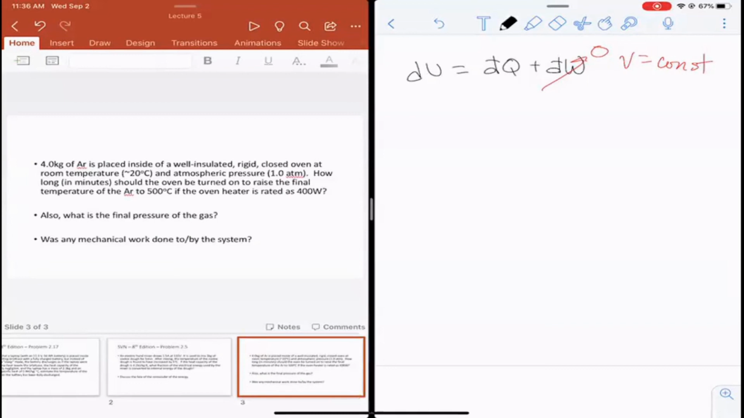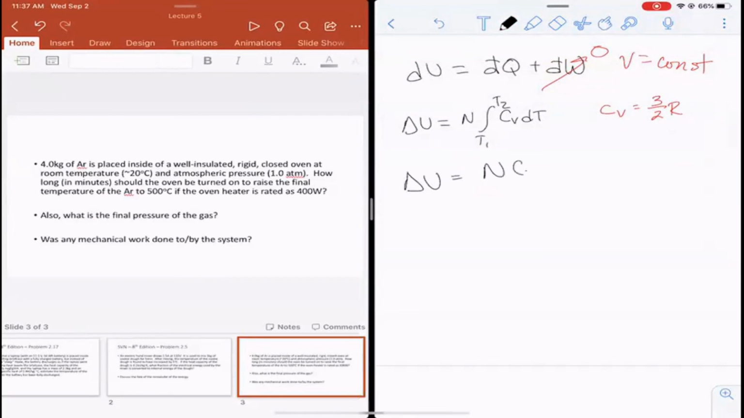quantities. The first thing I want to look at is the change in the internal energy, because we know that 4 kilograms of argon is going to go into this oven at 20 degrees C, and we want to raise the temperature to 500 degrees C. So we want to know how many joules it's going to take to do that, or how much the internal energy increases. So delta U is equal to N times the integral of CV dT from T1 to T2. Here, we're going to use the thing that we just learned, that CV we're going to assume is a constant, equal to 3/2 R. So the change in the internal energy just equals N times CV delta T, okay?